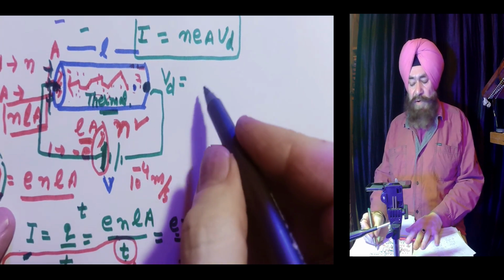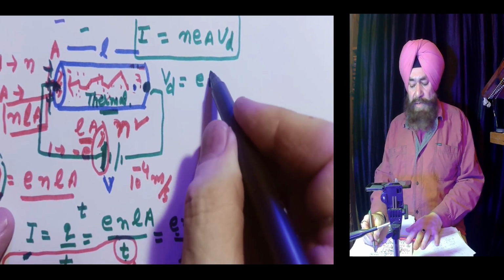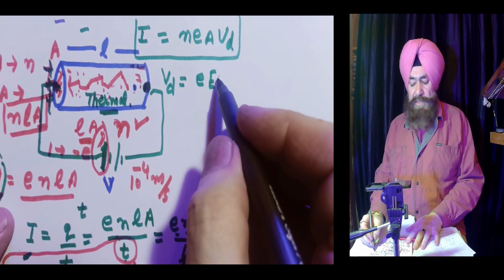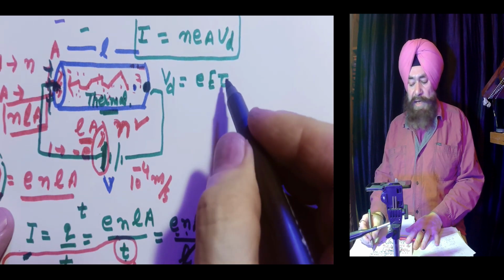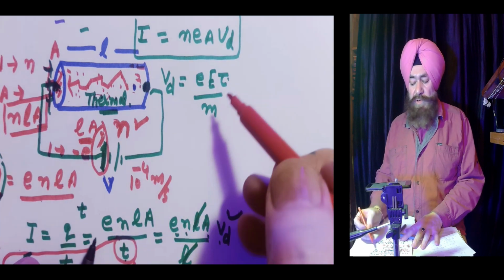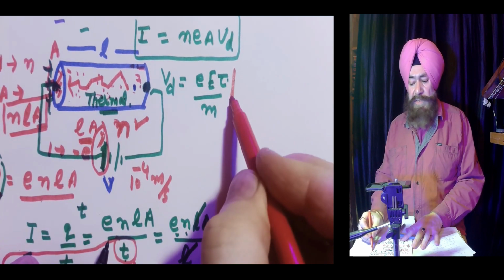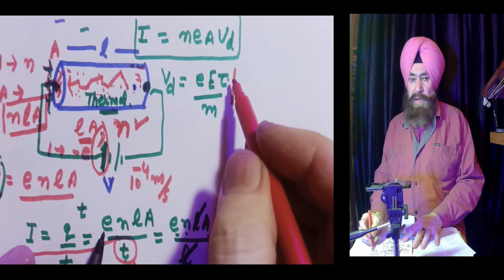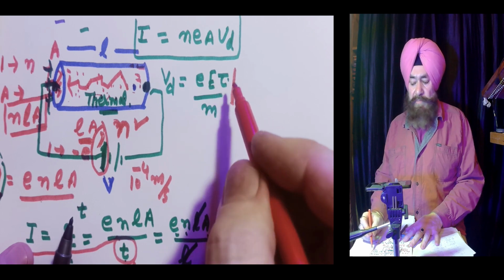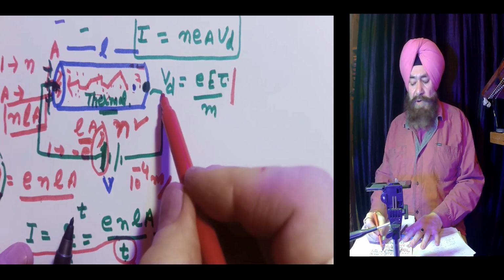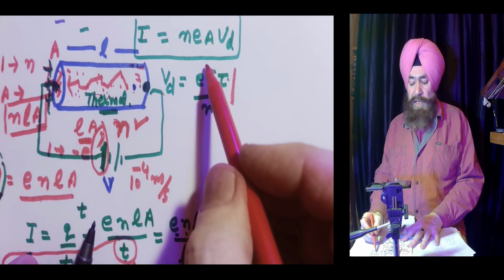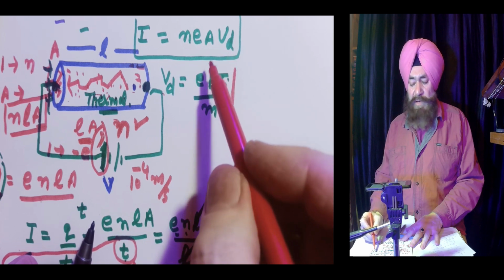Now you know the expression of the drift velocity. The expression of drift velocity is e, the charge of the electron, E, the electric field which is applied, and tau, the relaxation time, over m. If you don't know this expression, please go to my video. I'm giving this link in the description box, where I explained how this equation is derived. Otherwise you can understand, there's no problem here.